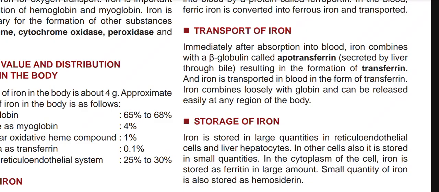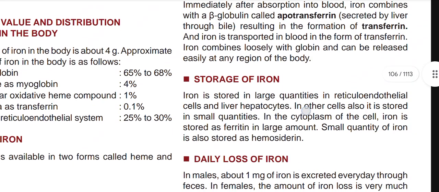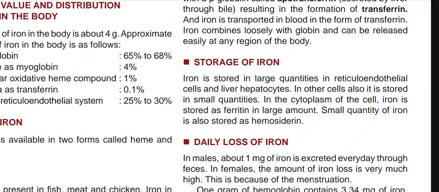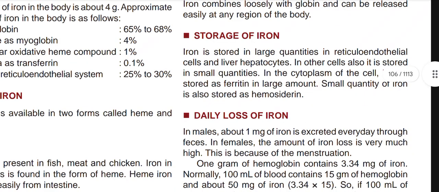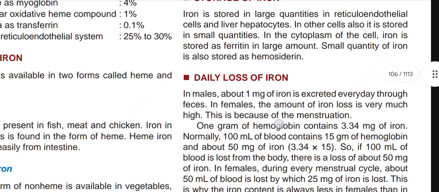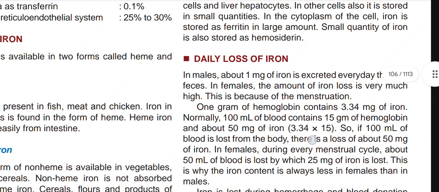Immediately after absorption into the blood, iron combines with a beta globulin called apotransferrin, secreted by the liver through bile, resulting in the formation of transferrin, and iron is transported in the blood in the form of transferrin. Iron combines loosely with transferrin and can be released easily at any region of the body. Now, storage of iron. Iron is stored in large quantities in reticuloendothelial cells and liver hepatocytes. In other cells it is also stored in small quantities, and in the cytoplasm of cells iron is stored as ferritin in large amounts. A small quantity of iron is also stored as hemosiderin.